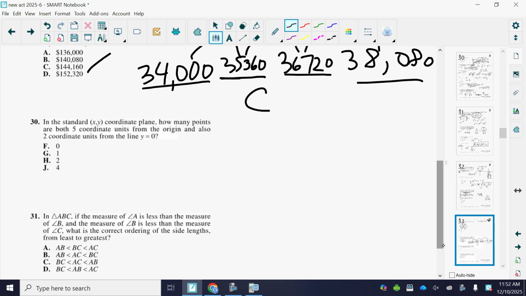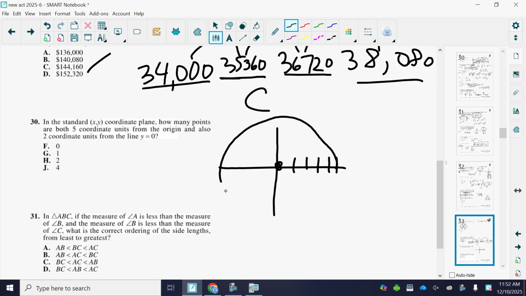Almost done. How many points are both 5 units from the origin? Well, if you're 5 units from the origin, where are you? You're on the circle whose radius is... Y'all didn't learn that in geometry? If you're 5 units from the origin, what do you have to be? On this circle. And 2 units from y equals 0.